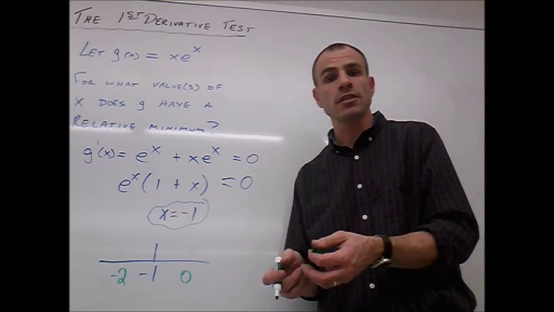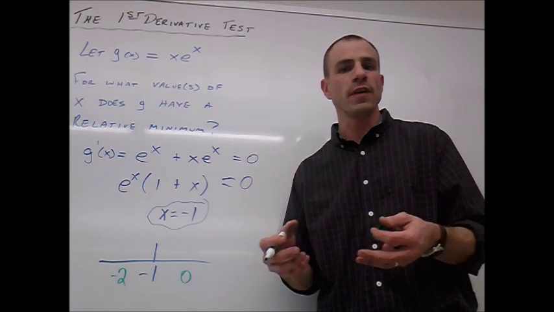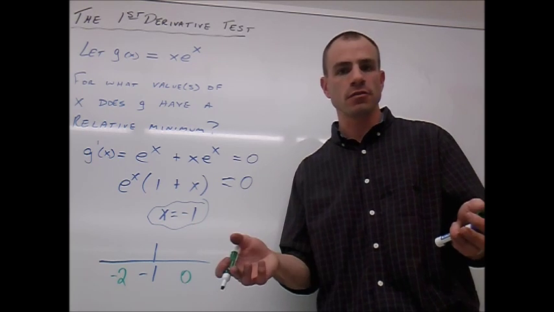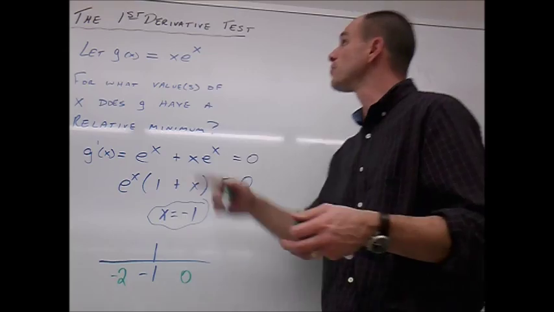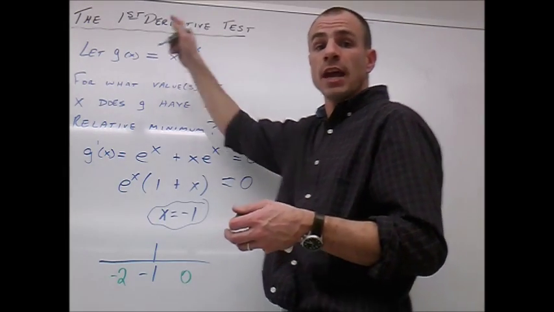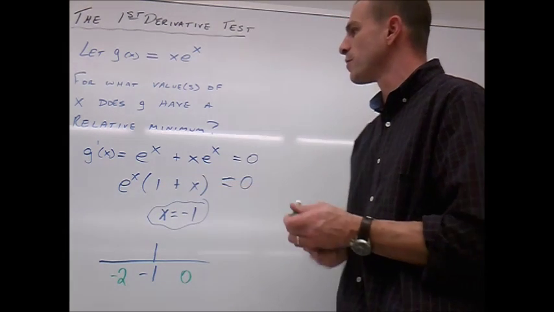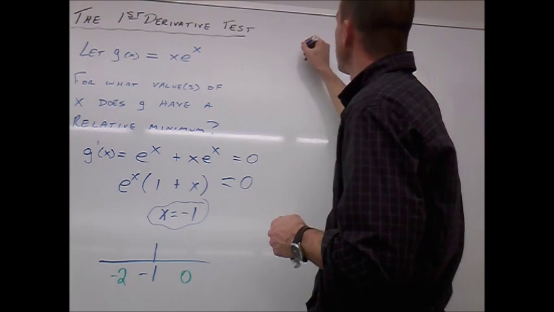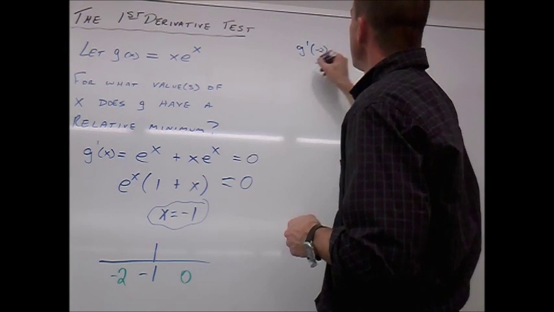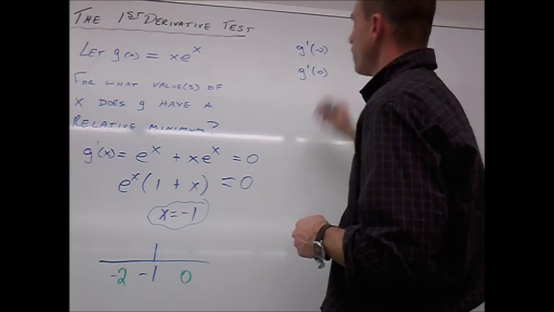We're going to take those test values and plug them into which function? The original function or the first derivative? Yeah, the first derivative because it's the first derivative test. Okay, so we're going to plug negative 2 and 0 into the first derivative. We want g prime of negative 2 and we want g prime of 0. All right, so here we go.